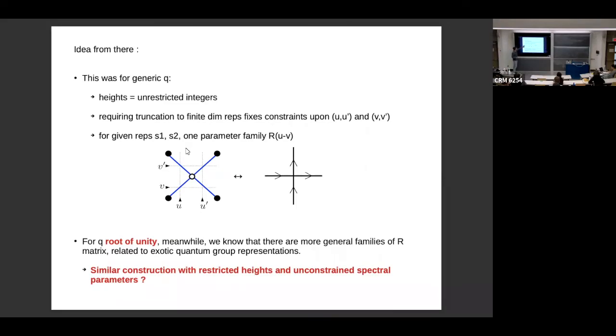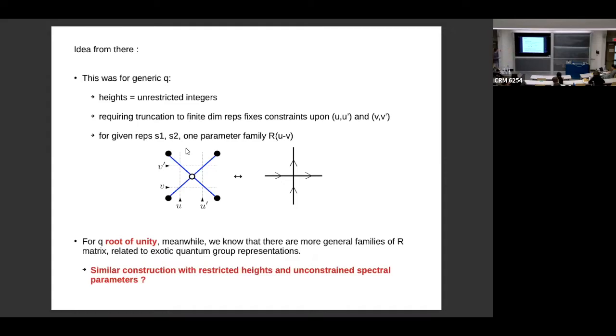So what you get, instead of 4 free parameters, is just 2 parameters. And then the R matrix takes different forms, so you just get a 1 parameter dependent R matrix, R of U minus V, as I just said. And that's consistent with the picture we have from quantum group, where we know that there is just a 1 parameter family of R matrices.